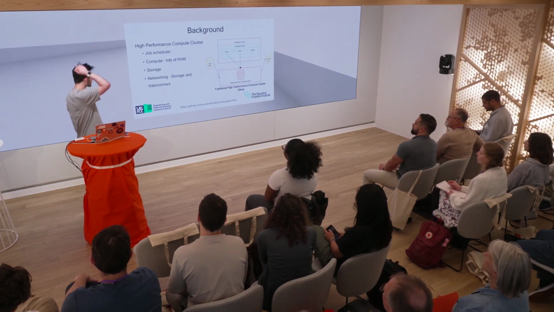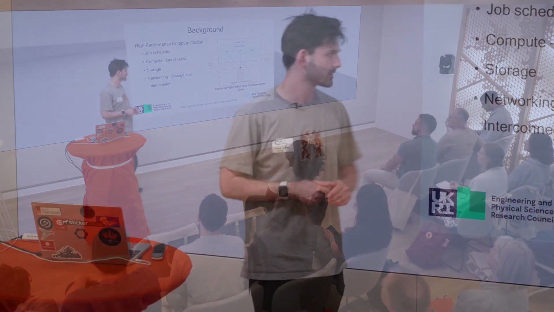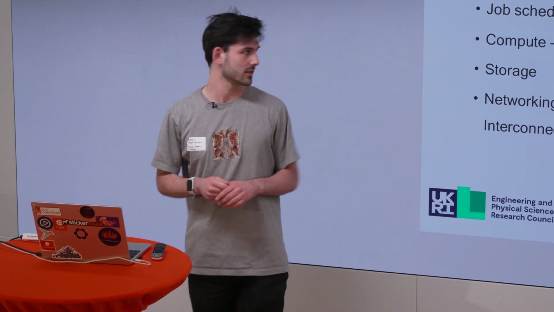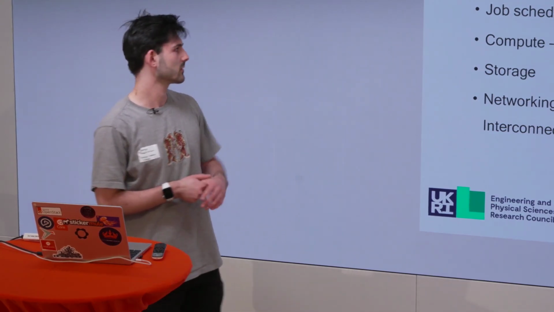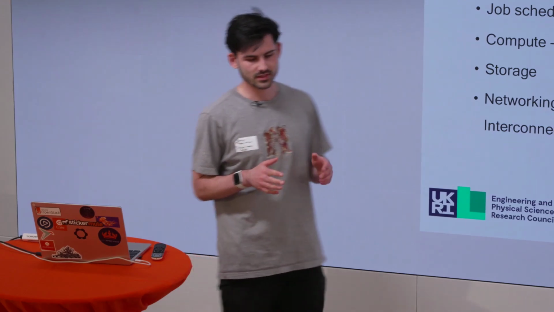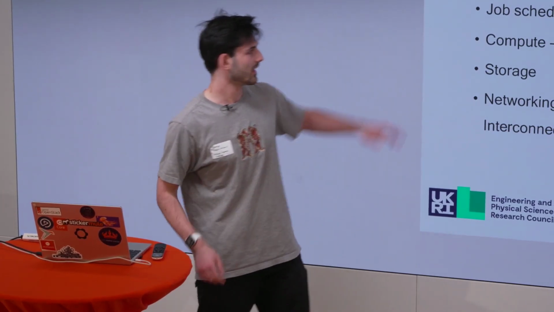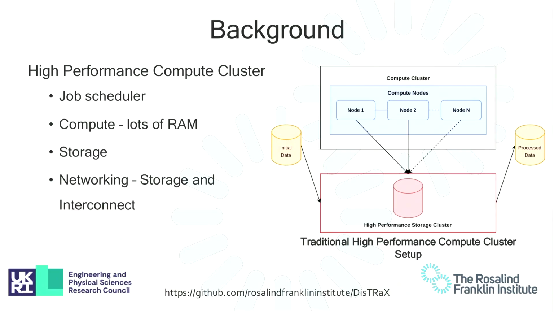So the background is that we at the Rosalind Franklin Institute deal with a high-performance compute cluster. And they have four main components, which is a job scheduler, which essentially allocates which jobs go to which compute nodes at different times. We then have the compute, which actually runs all the processing. And these often have an awful lot of RAM that isn't actually used by a lot of the applications that we run, because mainly we're doing it on GPUs. So they don't actually make use of that.